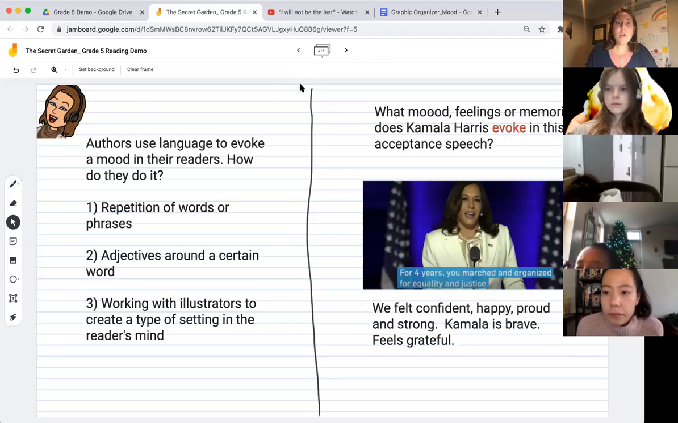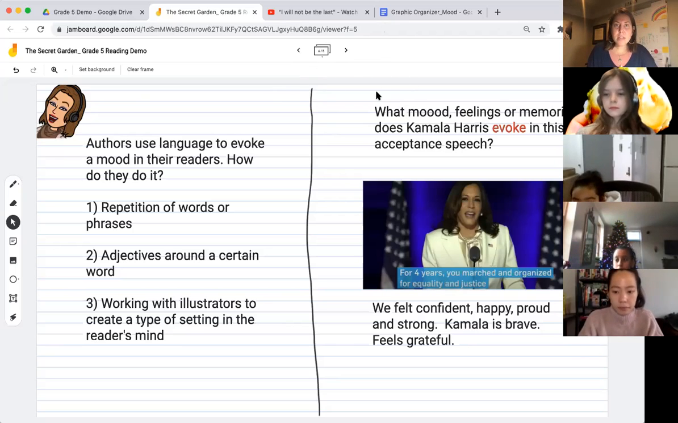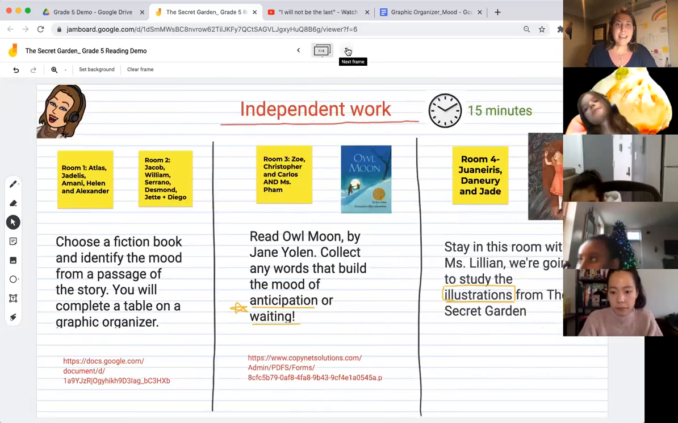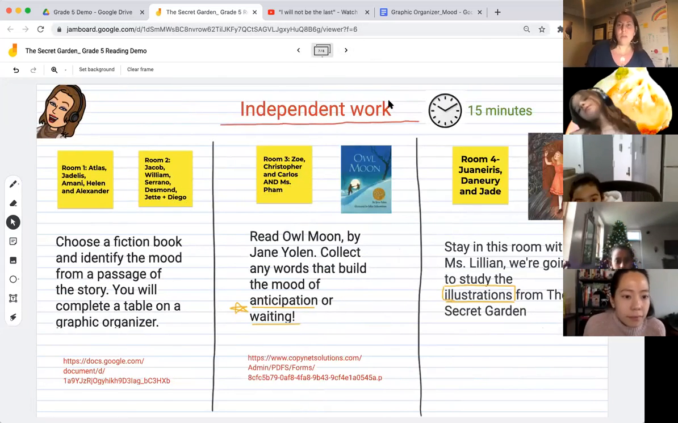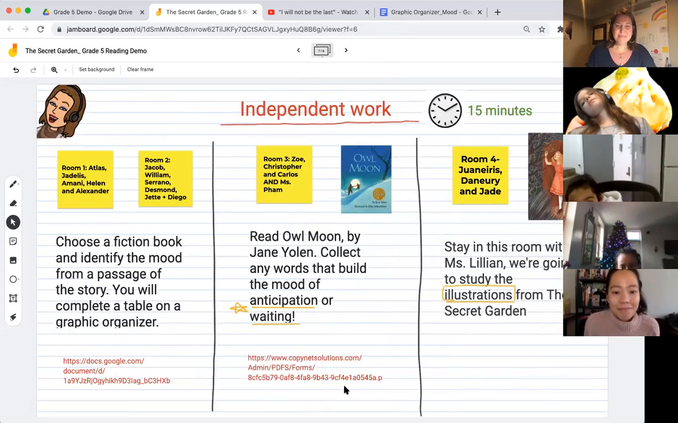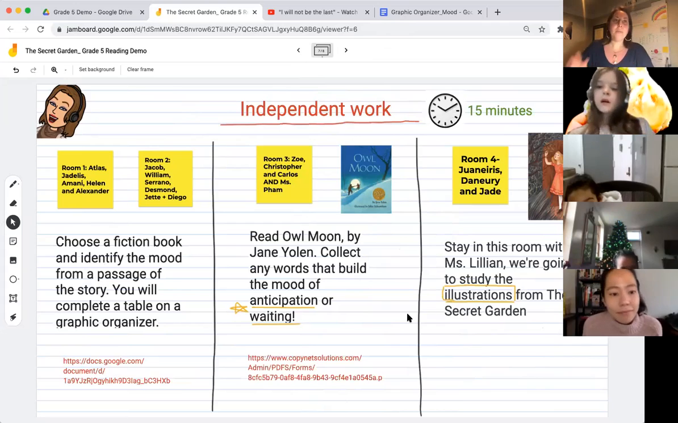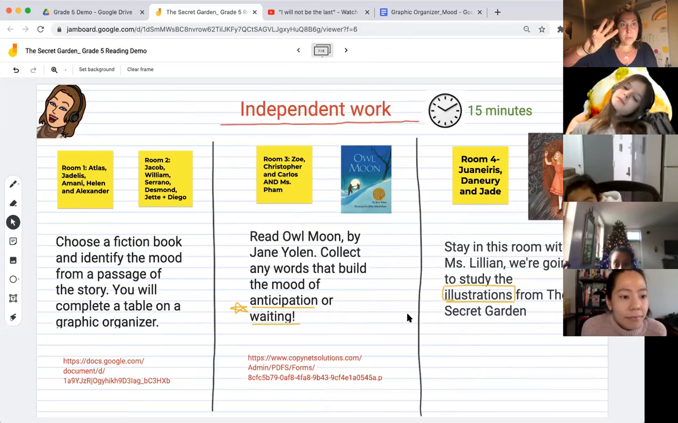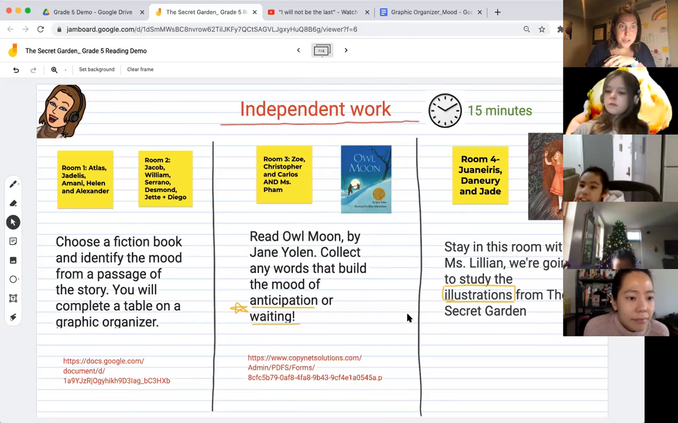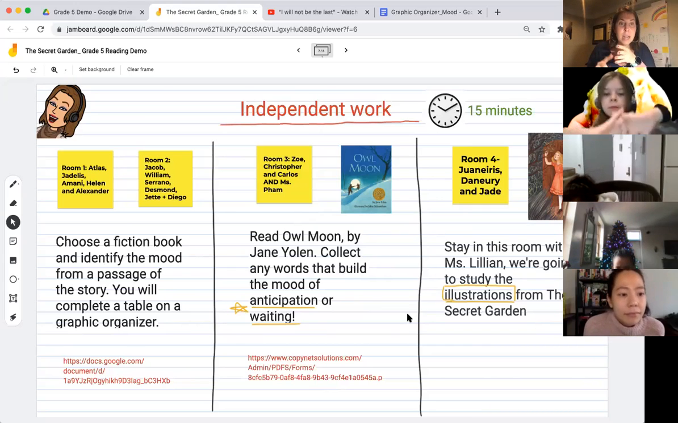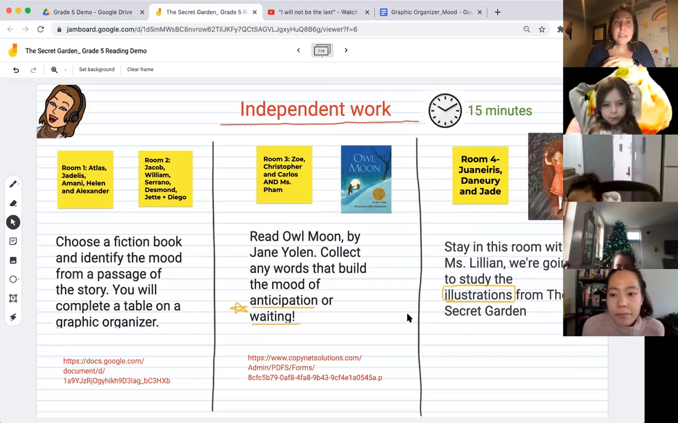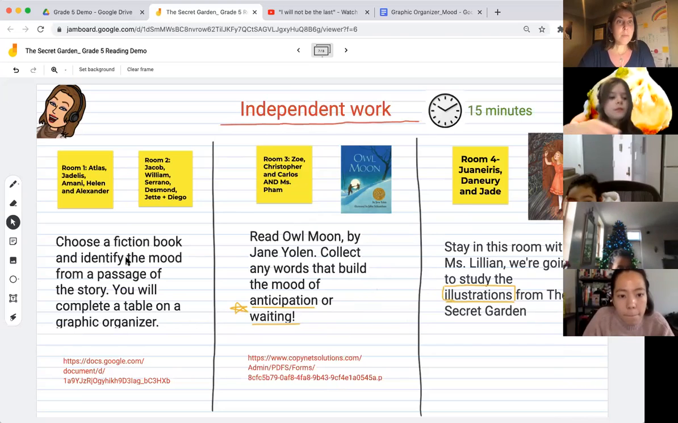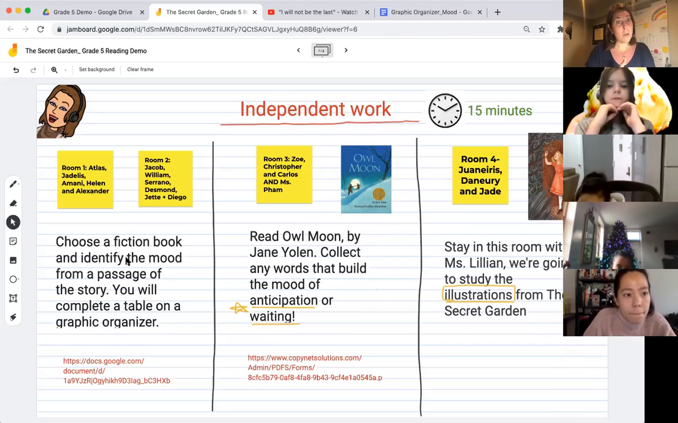Okay, so we're going to keep going. I think we're going to get ready for our independent work time. All right, friends. So 3 groups, okay? Atlas, Jadelis, Amani, Helen, and Alexander. Jacob, William, Serrano, Desmond, Jet, and Diego, all right? You guys are going to choose a fiction book. Could be something from your own collection. It could be a book that you've read before, anything, so long as it's a story, okay?